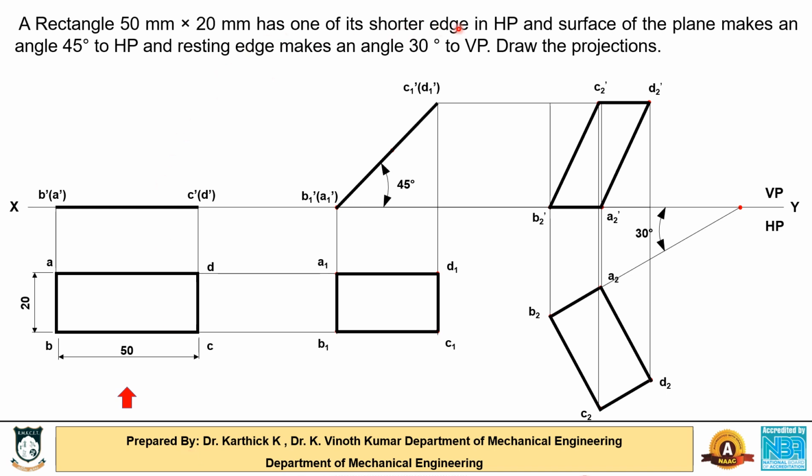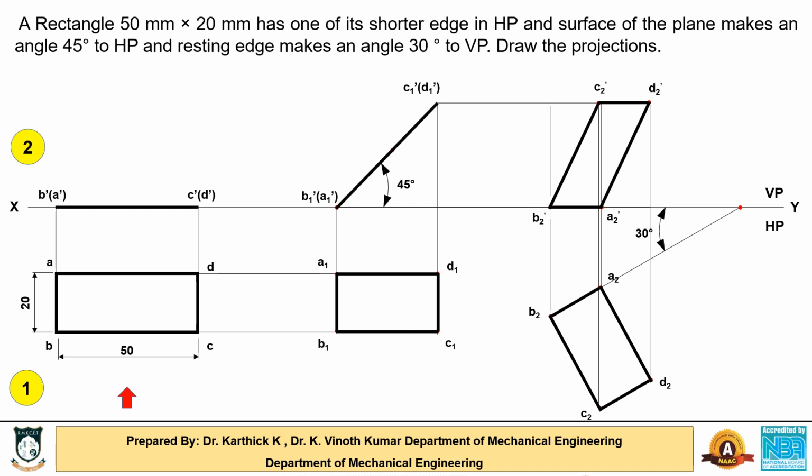See whether the condition is satisfied or not. What is that? Shorter edge resting on HP. While seeing from the top view, that is the front view, the shorter edge is resting on HP. Okay, and this is the final front view, and this is your final top view. So like this we have to draw that.